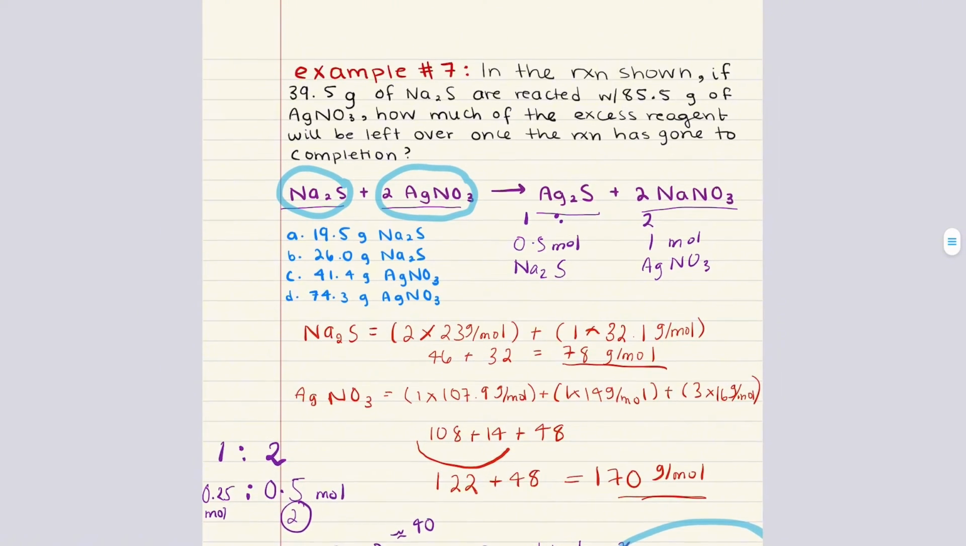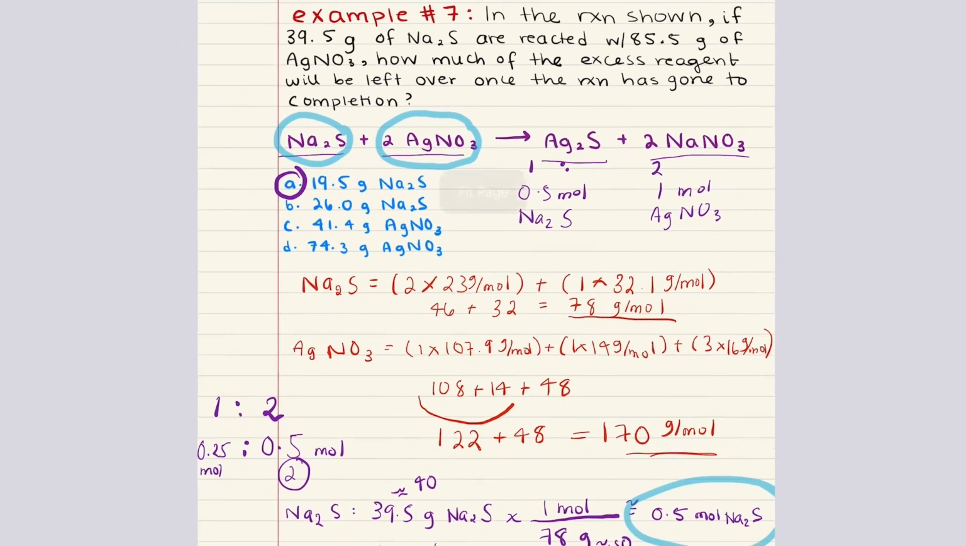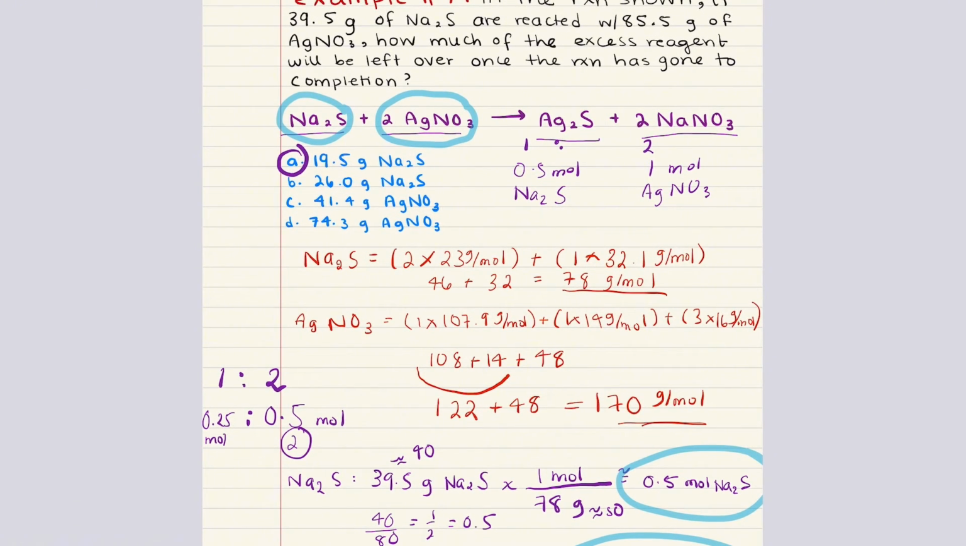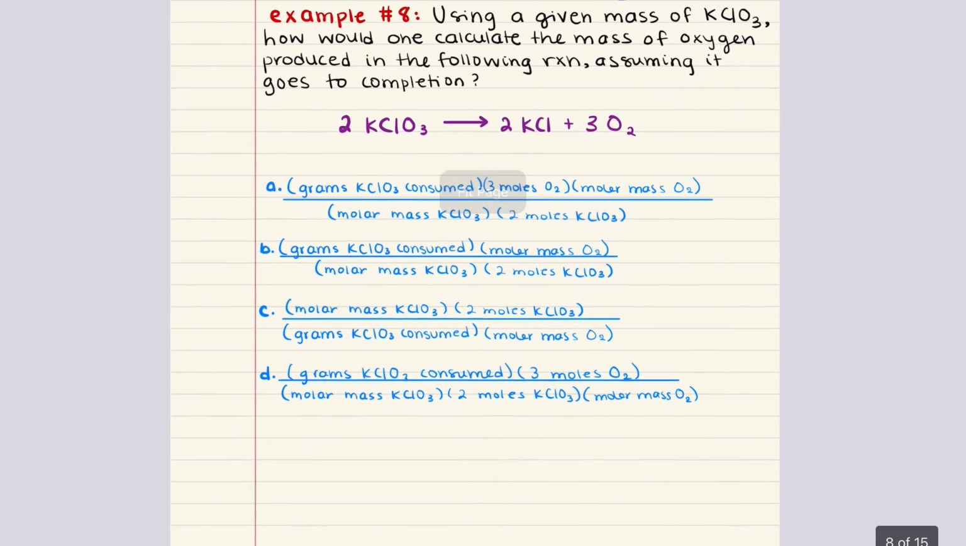If we look at our answer choices, the one that's closest to that is going to be answer choice A, 19.5 grams of sodium sulfide. And so the answer to 7 is A. This is very similar to a practice problem we did in lecture. Let's go ahead then and move to problem 8.